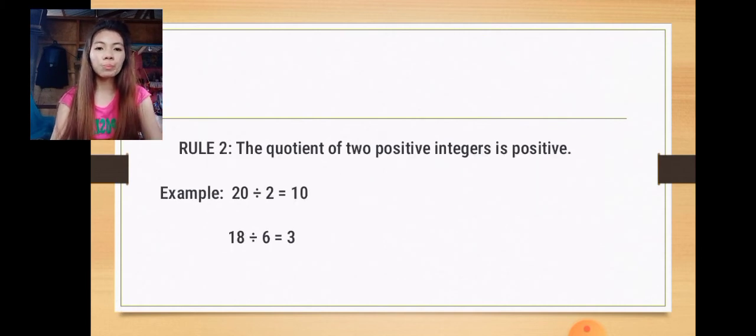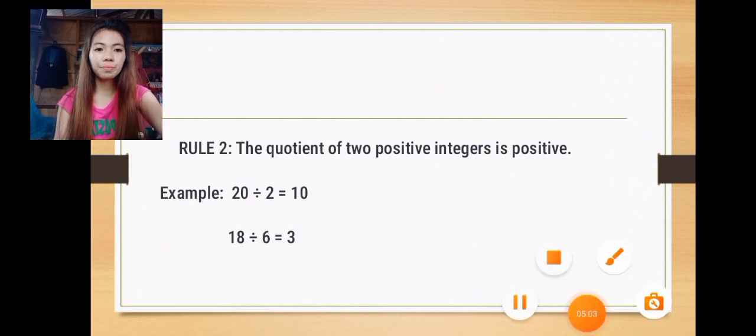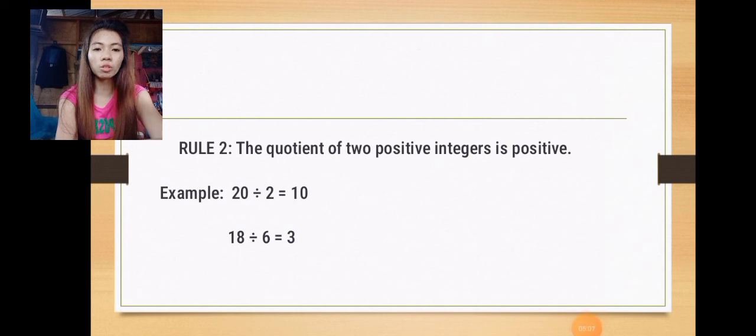Rule number 2, the quotient of two positive integers is positive. For example, 20 divided by 2 is equal to 10. The second example is 18 divided by 6, which is equal to 3. If both integers have the same sign, the result will be positive.